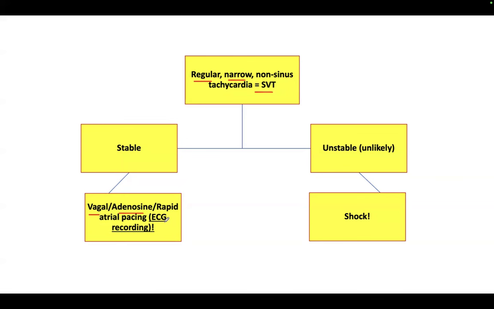Obviously, most commonly people do vagal maneuvers or adenosine, and you have to record the ECG response during the vagal maneuver or adenosine administration. And if the patient is unstable, you should just shock the patient and make him stable. Makes sense, guys?